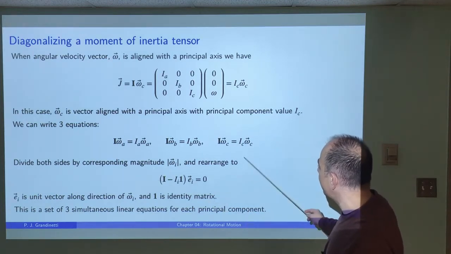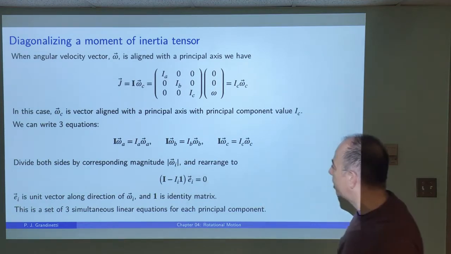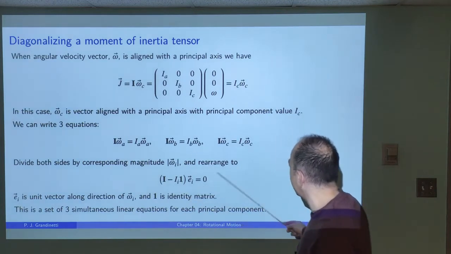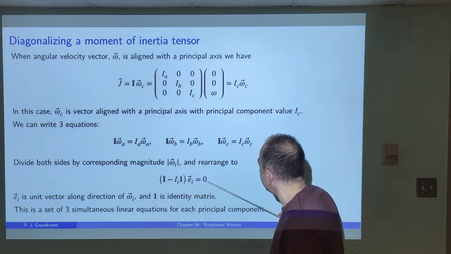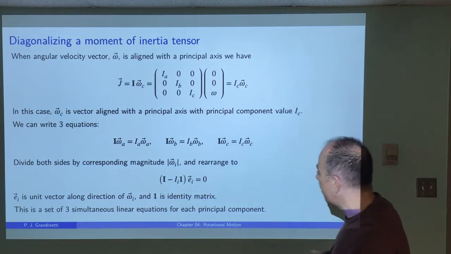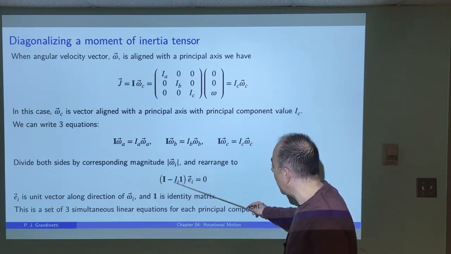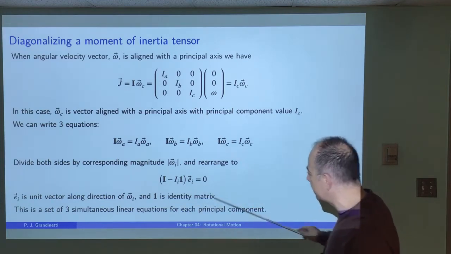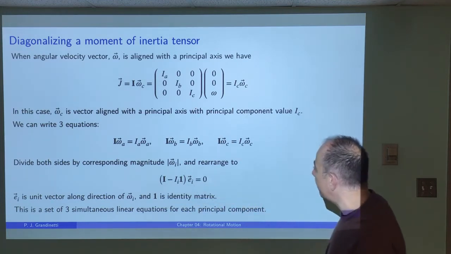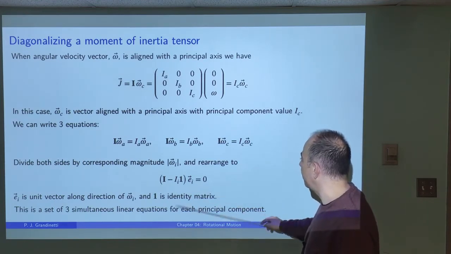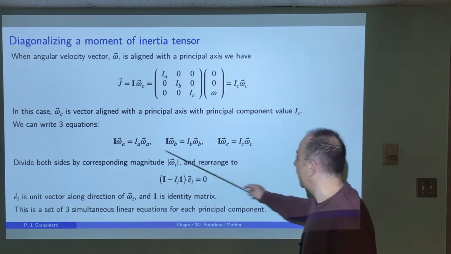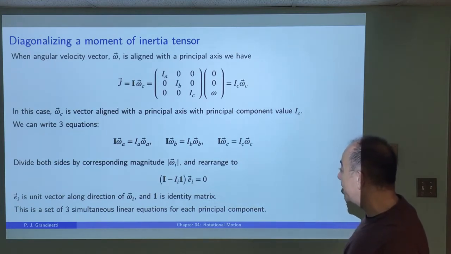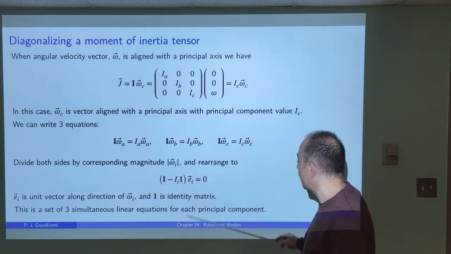I can rearrange it. First I'm going to divide by the magnitude of the velocity vector. It doesn't really matter that I use the angular velocity vector in this particular case, but we divide it out and we see that what we get is this more general equation, which is that the moment of inertia tensor minus its principal component value times the identity matrix, which is just diagonal ones, times the unit vector along the direction of either A, B, or C. So this is going to be either EA, EB, or EC. So one of those principal component values.